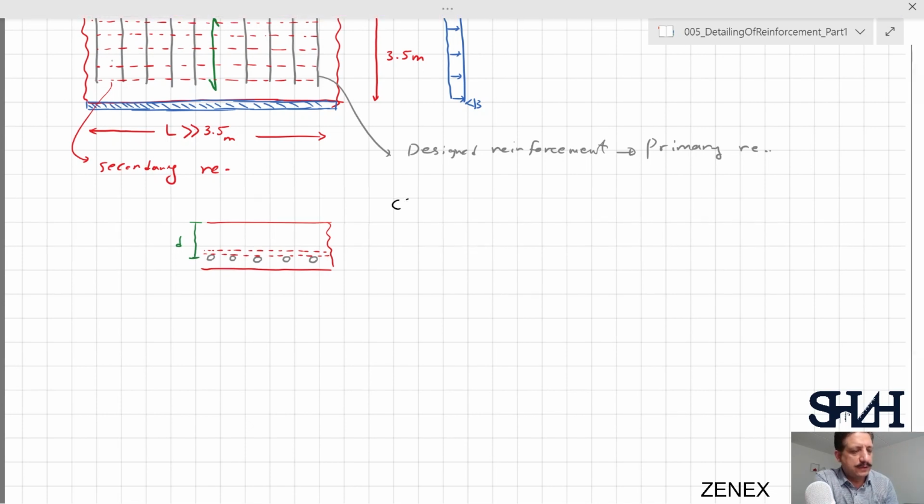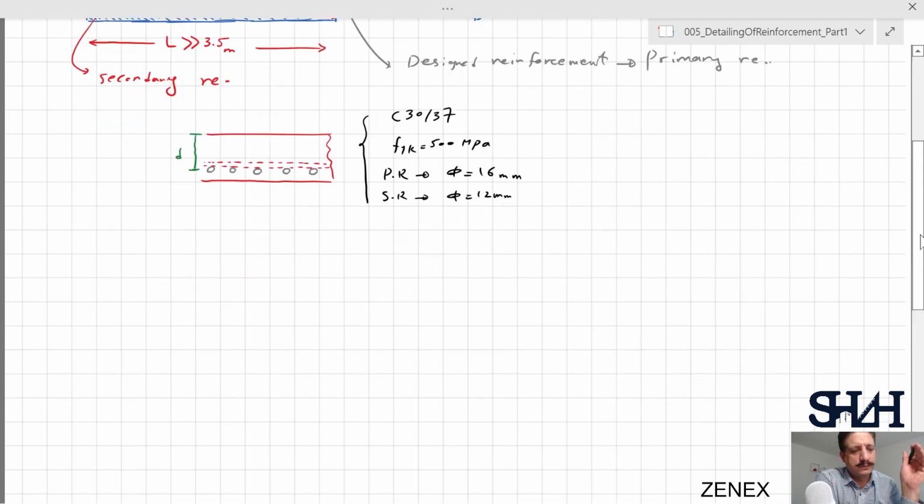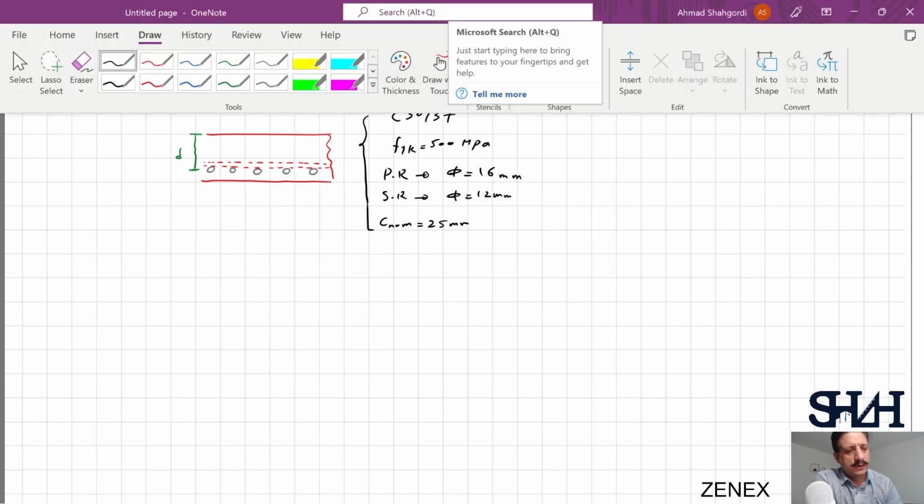Let's have some assumptions. C30/37 is the concrete, fyk is 500 megapascal, and also nothing else. For the primary reinforcement, phi equals 16, and for secondary reinforcement, we can use 12 millimeter. Usually primary reinforcement in slabs is 16 and the secondary is 12 millimeter. And assume that C nominal in this case is going to be 25 millimeter, according to exposure class. We had another video on how to calculate the required C nominal.